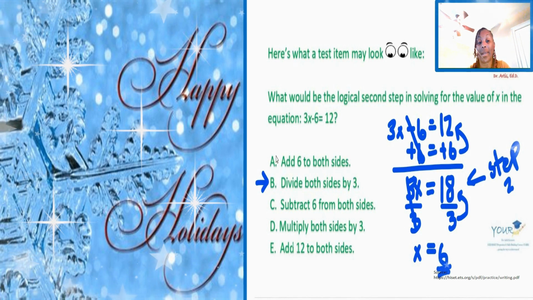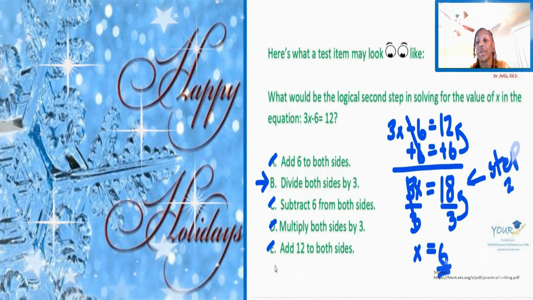And now we can eliminate options A, C, D, and E because we know that they do not apply in terms of answering our question correctly.